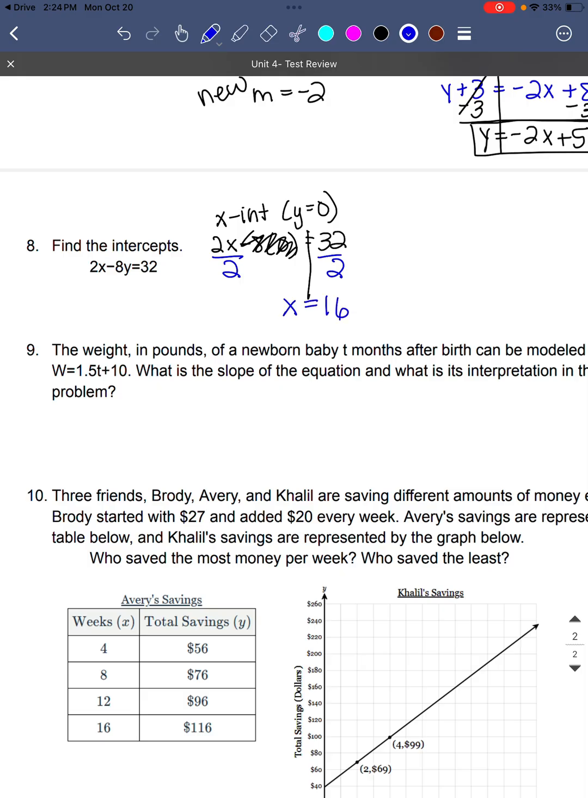Now your y-intercept is when x is 0. So we're going to do the same thing. But instead of replacing y with 0, now it's x. So 2 times 0 minus 8y equals 32. 2 times 0 ends up being 0, so we don't need this over here. We will divide both sides by -8, and y equals -4. So now we have our x and y-intercept.